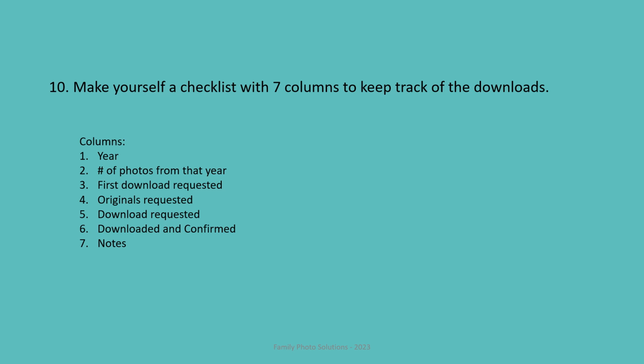In the second column, write down the total number of photos that you have in that year. Move through your photo grid and add up the numbers beside each of the months in the year that you are downloading.